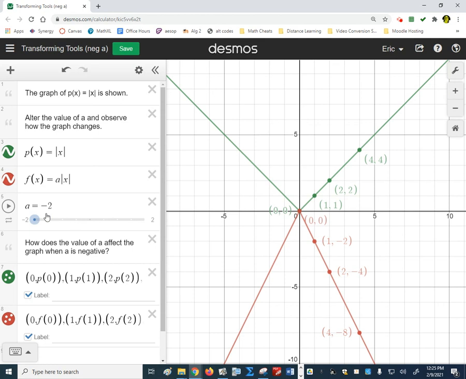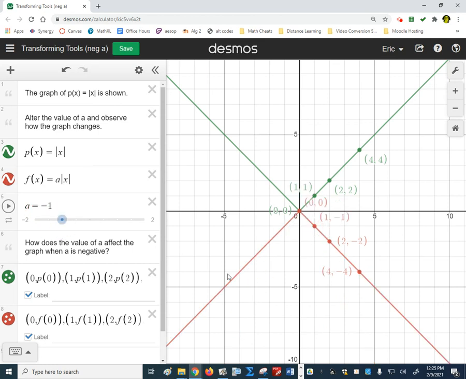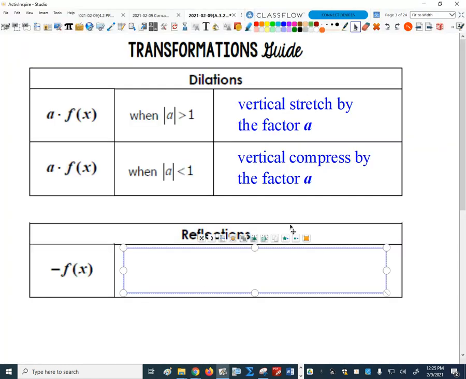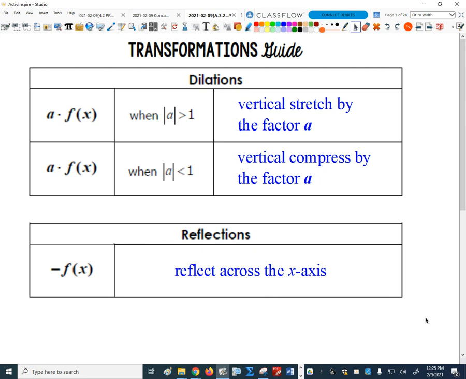What if I make a negative 1? Well, then it didn't get stretched at all. It just got reflected in that case, didn't it? If I multiply all these y coordinates by negative 1, they just become negative. So effectively, all I did there is reflect it over the x-axis. Okay? All right. I think we're good there. So if I put a negative sign out front in addition to stretching or compressing, that's going to reflect it also, right?